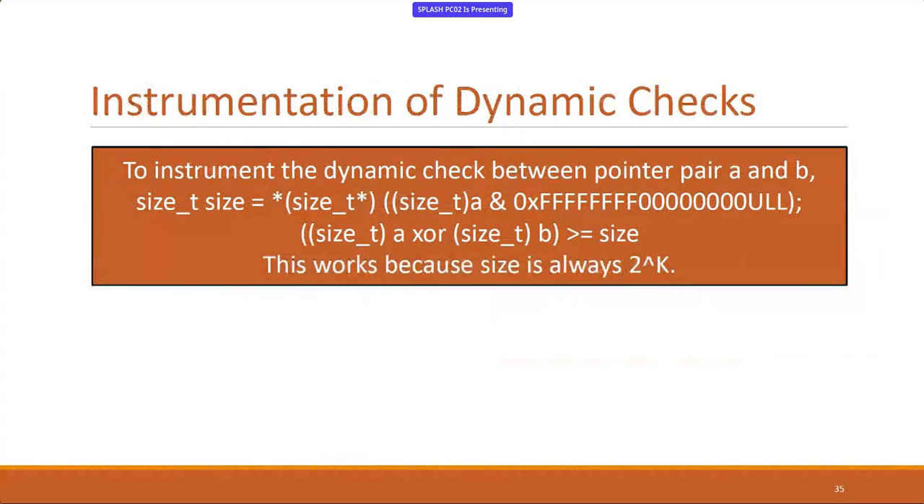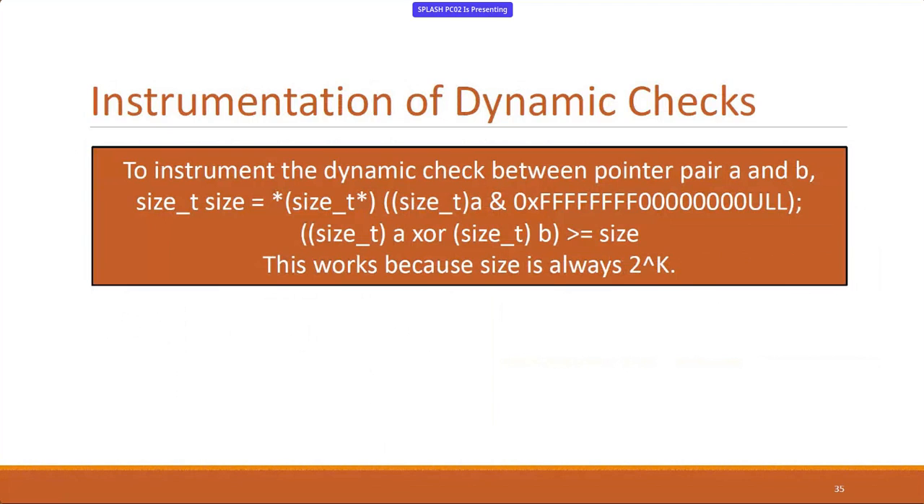Our dynamic checks just compute the difference between the memory locations and compare it with the size, that is, whether the difference is greater than or equal to the size or not. If it is greater than or equal to the size, then the memory locations are not overlapping.